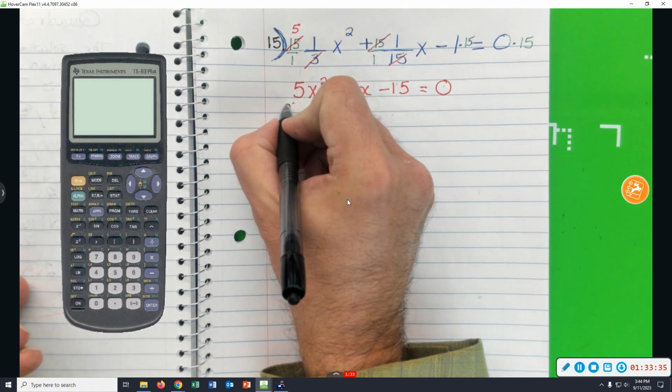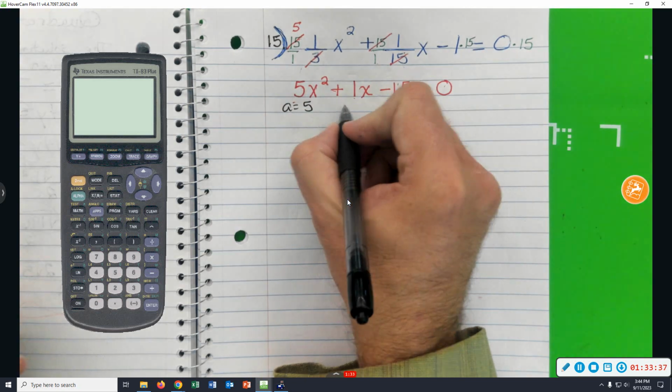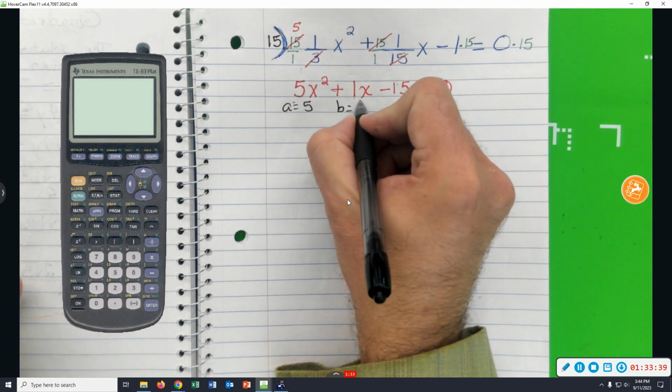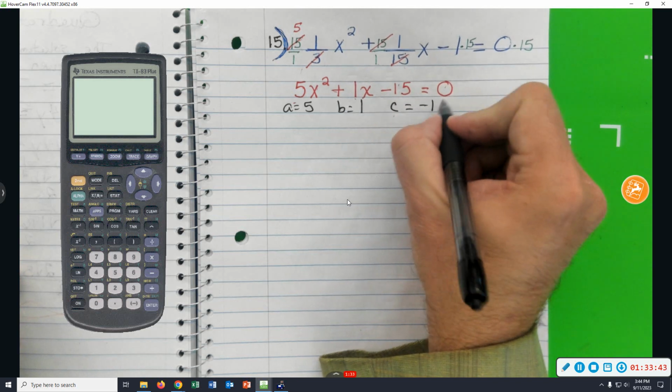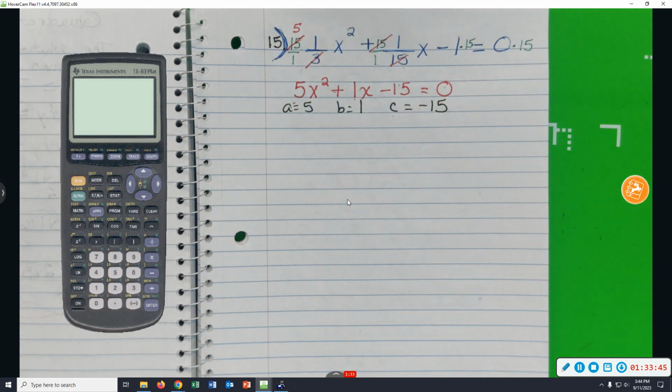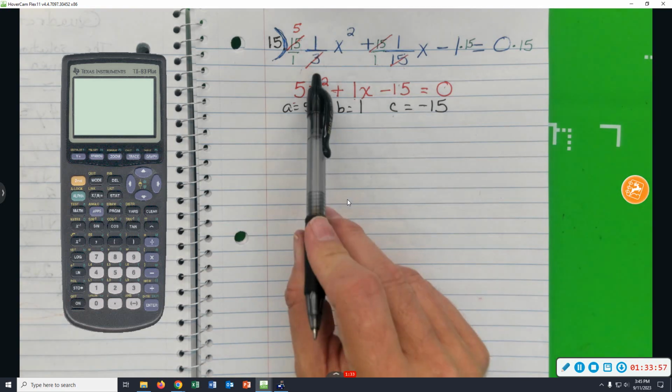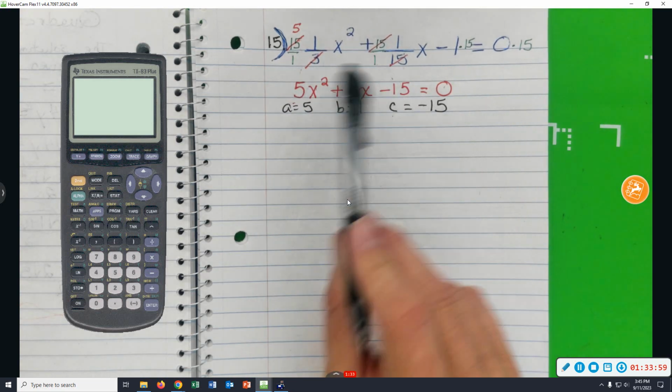A is 5. What's B? 1. And what's C? -15. So we multiply through. The rule that we're using is that you can multiply both sides of an equation by any number you want other than 0. So we chose to multiply through by 15 to cancel out both of these denominators.